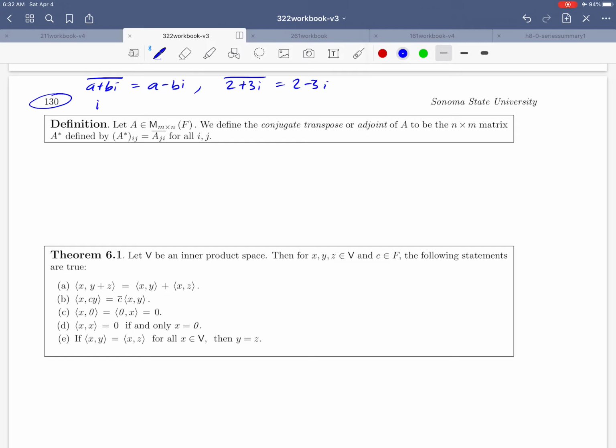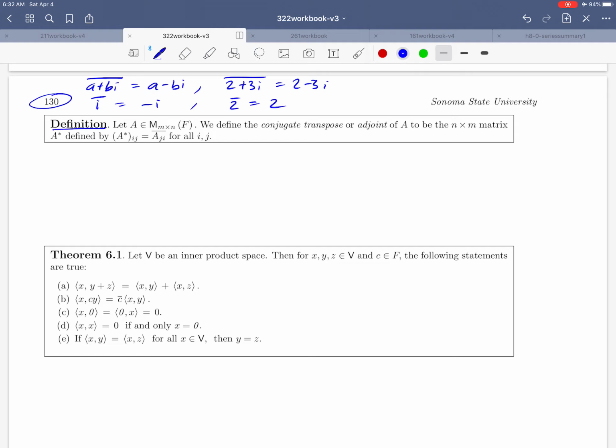How about the complex conjugate of just i? Well, there we would just get negative i. Maybe one more example. What if you took the complex conjugate of a real number? Well, there is no imaginary component, and so it would just stay the same. We talked about that definition back in 6.0, but that's a quick review of it.